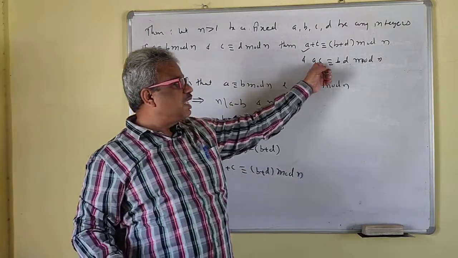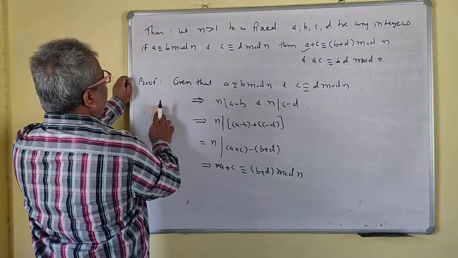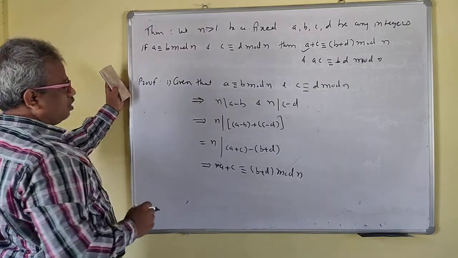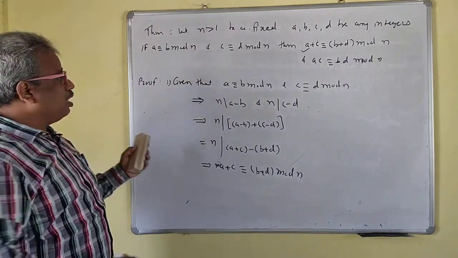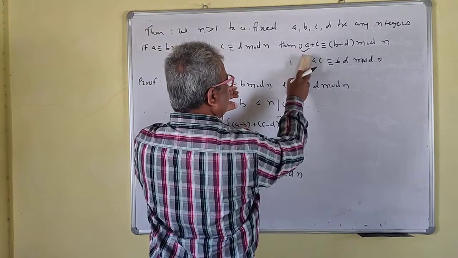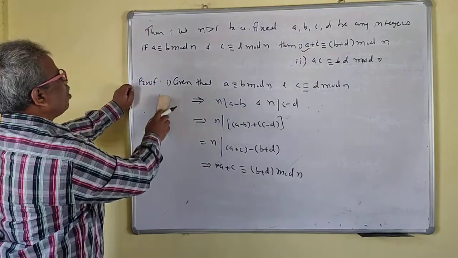So now we have to prove this: ac is congruent to bd mod n. Okay? So that was for the first one, given like this, and now this is the second one. Okay, we'll go for the second one now.